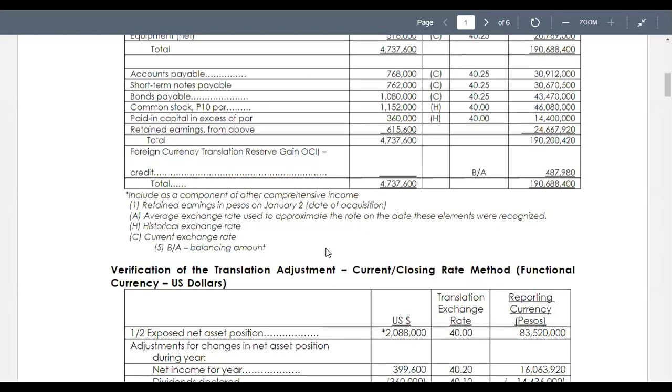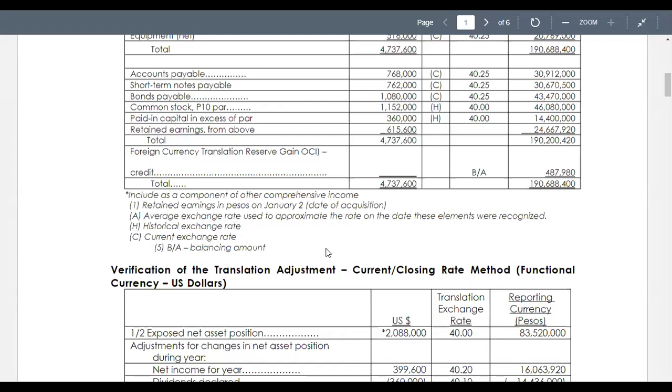Okay, let's go to 4, current rate method. Cable Tech, a Philippine corporation, owns 100% of the Canadian company, Fiber Quebec. The Canadian dollar is the currency of record and the functional currency. What currency exchange rate would be used to translate Fiber Quebec's accounts into pesos? Choose from current, simple average, weighted average, or historical.